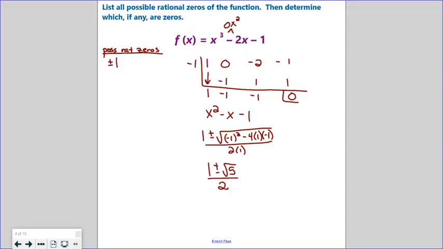So you can write that, or you can write 1/2 plus or minus square root of 5 over 2, because you would break it and give them both that common denominator. Totally up to you. Or just write that. Questions?